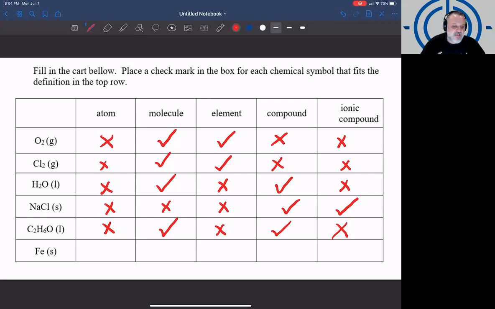Okay, let's take a look at the last one. Fe, solid iron. Look, all there is is iron. It's one unit. The subscript is understood to be 1, and it's the only chemical symbol there. So I can definitely call that an atom. Because it's an atom, it's not a molecule. Because it only has iron in it, I can call it an element. Because it only has iron in it, it is definitely not a compound. And if it's not a compound, it can't be an ionic compound either. Okay.